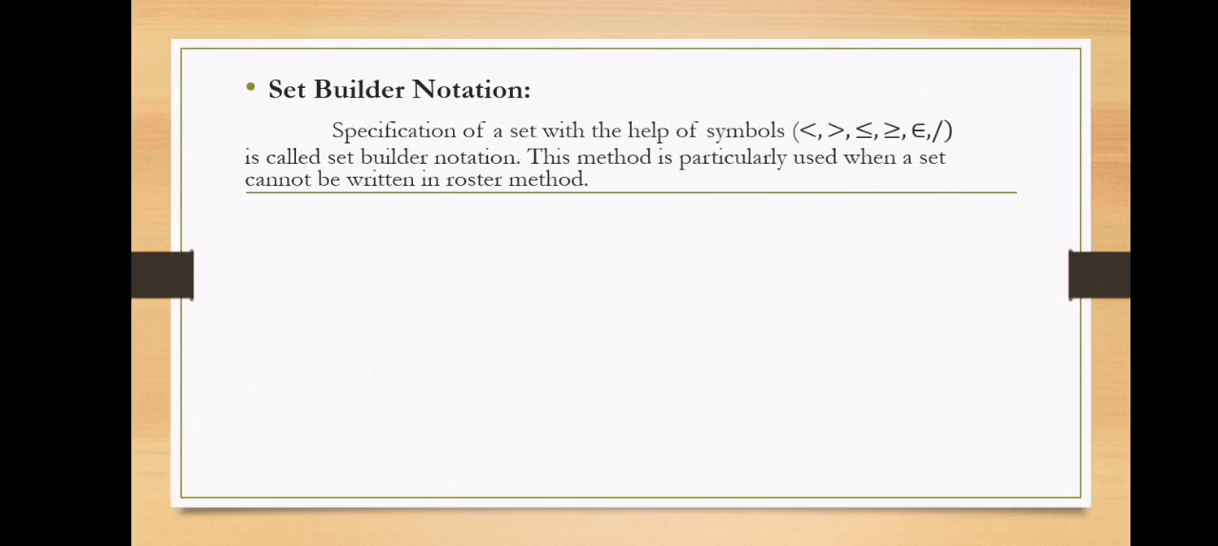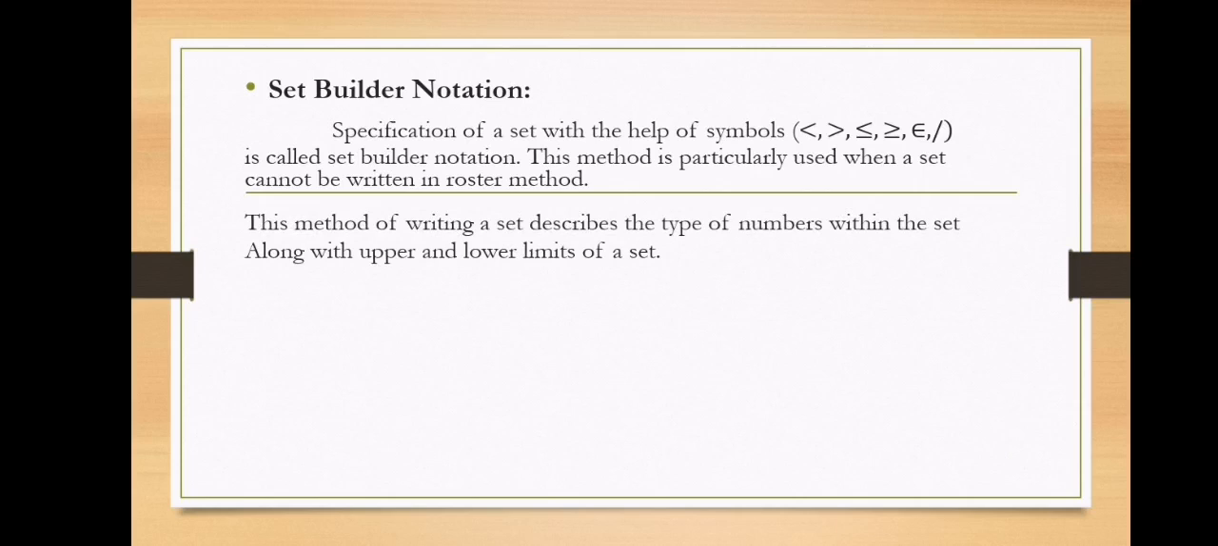Specification of a set with the help of symbols, that is less than, greater than, less than or equal to, greater than or equal to, belongs to, and such that, is called set builder notation. This method is particularly used when a set cannot be written in roster method, when we have no idea about the starting and the ending number of a set. For example, if we specify a set of rational numbers, we do not exactly know from which number it starts. So here we do not have an idea of the starting and ending point of the set, so we cannot write the set in roster method or listing method. In that particular case, we make use of set builder notation to write a set.